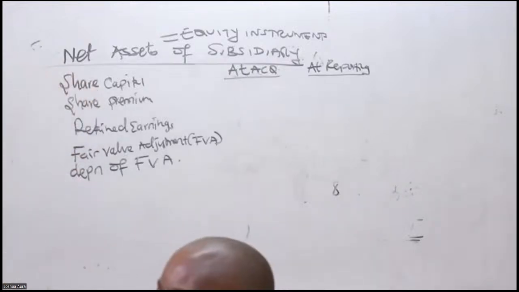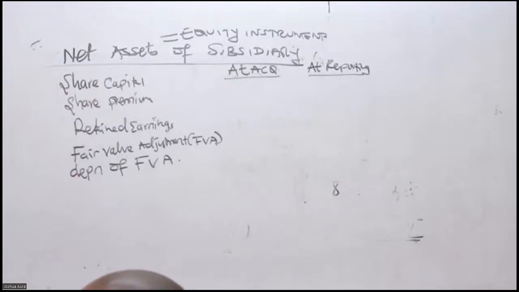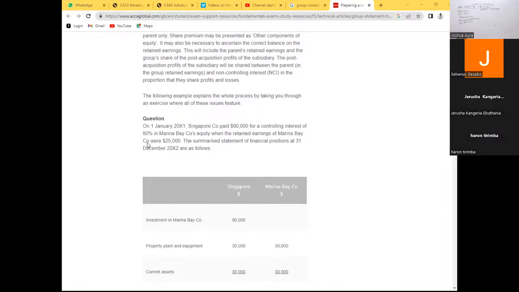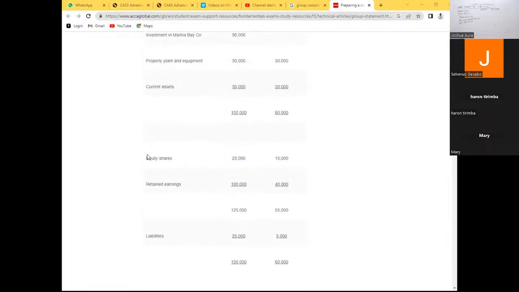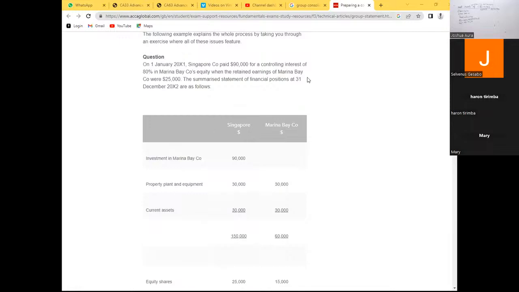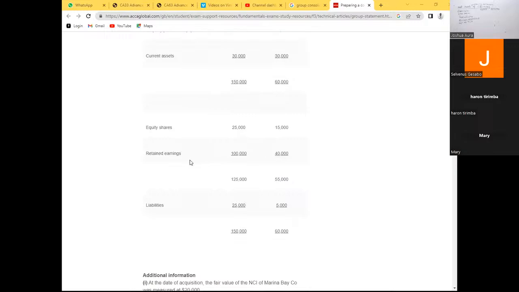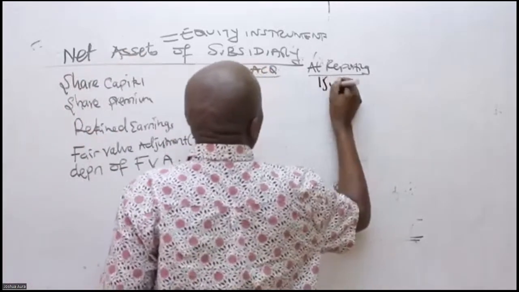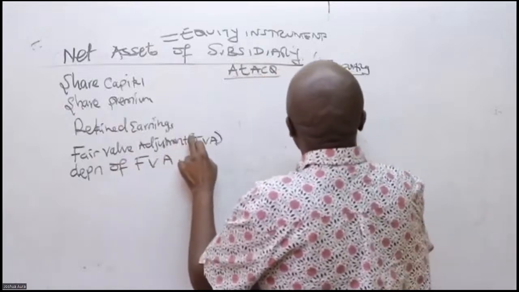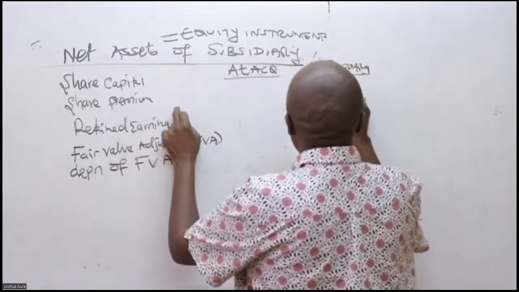Now let's get back here. Ladies and gentlemen, what are they telling us here? Look at Marina Bay, your subsidiary. Please go to the equity area. I can see the equity shares, they are worth 15,000. We don't have share premium, but we have retained earnings, 40,000. Remember these 15,000 and the 40,000 that I'm reading here are at reporting. So I'm writing here, share capital at reporting 15,000, retained earnings at reporting 40,000. We don't have share premium, dash there.